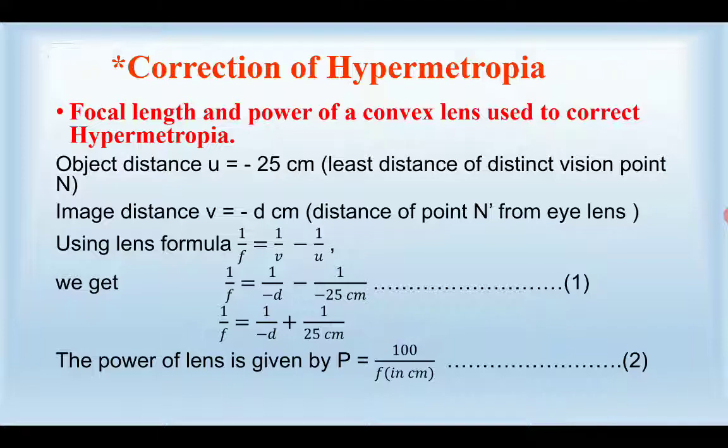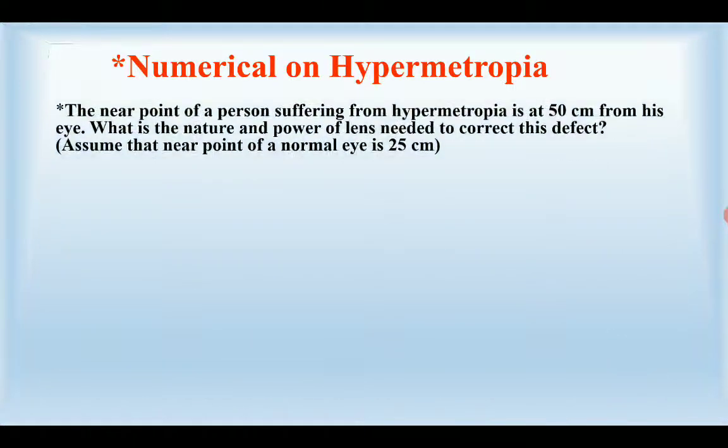Now let us solve a numerical based on this correction of hypermetropia. Given that the far point of a person suffering from hypermetropia is at 50 centimeter from his eye, what is the nature and power of lens needed to correct this defect? And we are assuming that the near point of the human eye, that we know, is 25 centimeter.